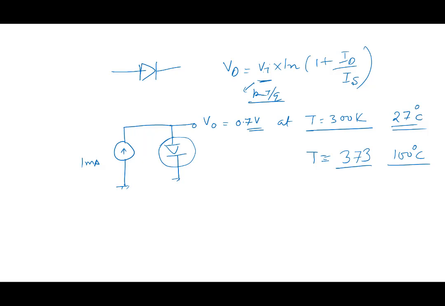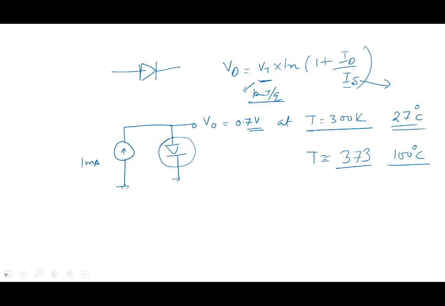This term is increasing. But the saturation current also increases. The reverse saturation current is very sensitive to temperature. So the saturation current of a diode also increases with temperature. And in fact, the saturation current increases so much that the diode voltage actually falls. The diode voltage VD would be less than 0.7.